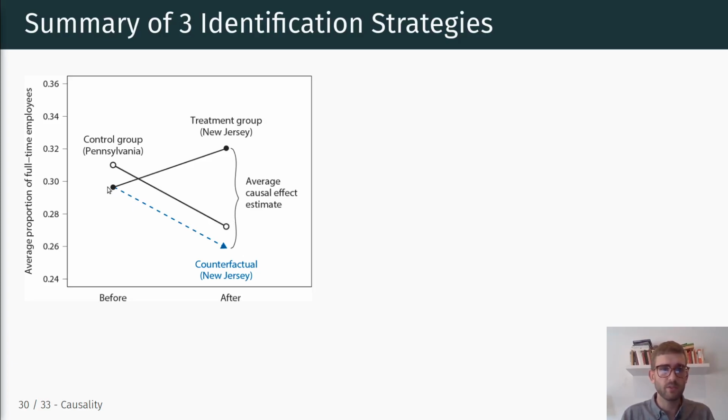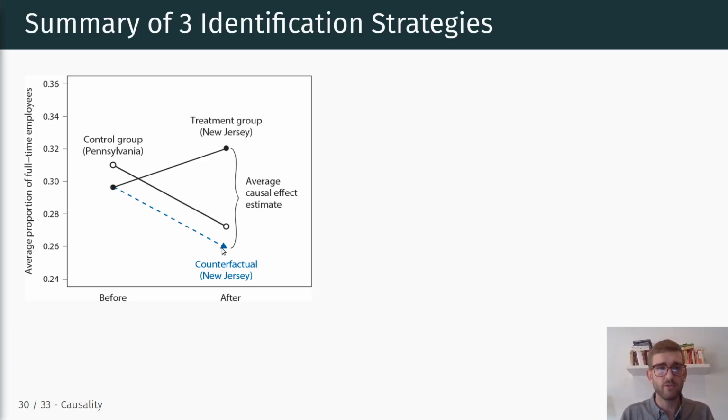We see that in the treatment group in New Jersey, before the minimum wage increase, the proportion of full-time employment increased from 0.3 to 0.33 or something like that, right? The parallel trends assumption means that we assume that in a counterfactual world where New Jersey hadn't implemented the minimum wage increase, the trajectory of the full-time employment rate in New Jersey would have been parallel to the trajectory of the employment rate in Pennsylvania.